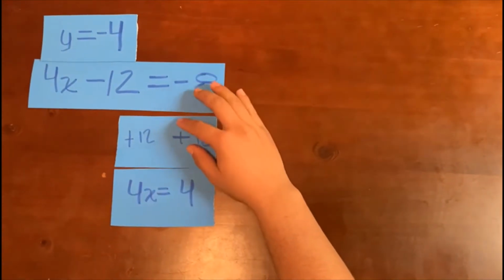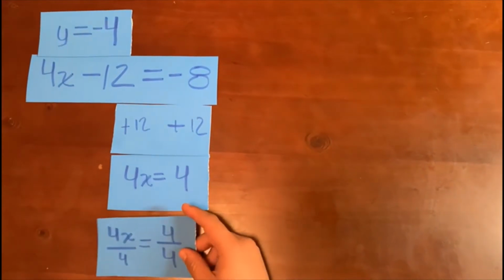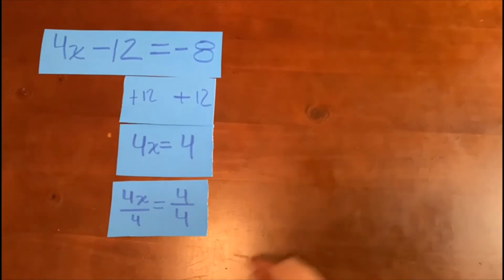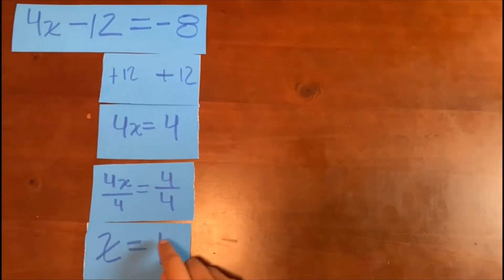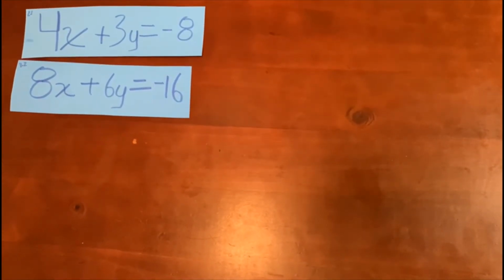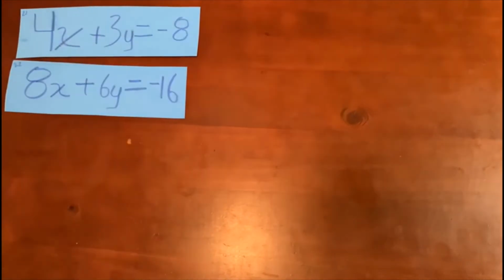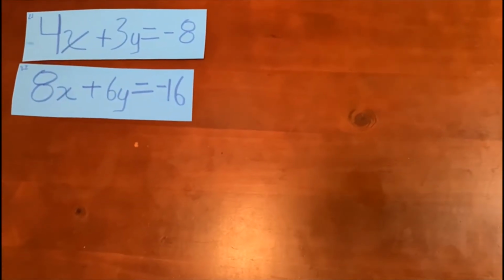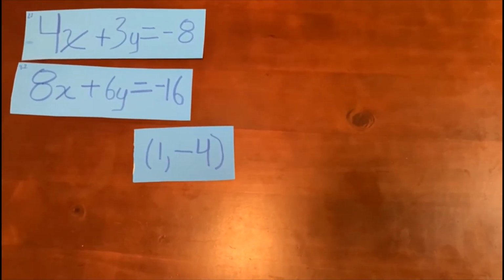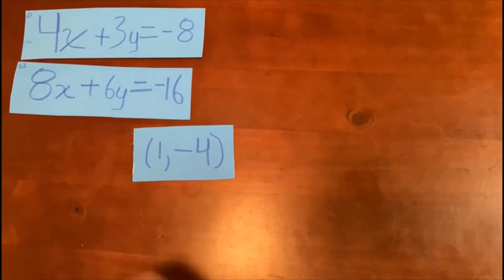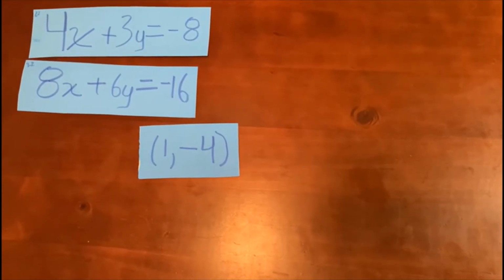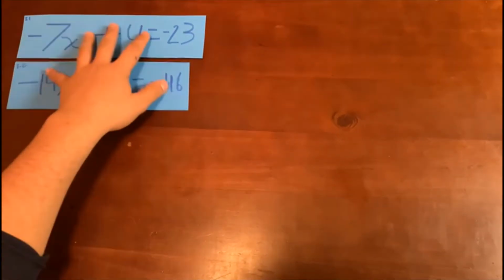4x equals 4. Now we divide 4x and 4 over each other, and we get our answer, which is x equals 1. Therefore, the solution for this system of equations that we worked on is (1, -4). However, there are some special circumstances in some other systems of equations that I will go ahead and show to you. We now have this system of equations.